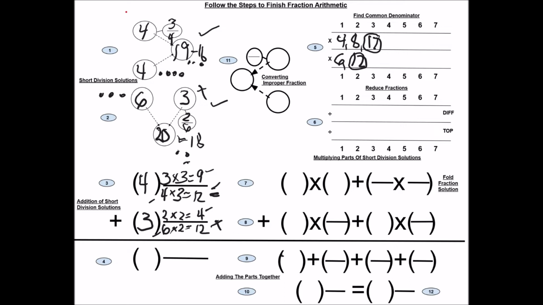So now we can add the numerators of the fractions with the common denominators, and we get 9 plus 4 equals 13. And we put that 13 over 12. And we got 4 plus 3 is 7.